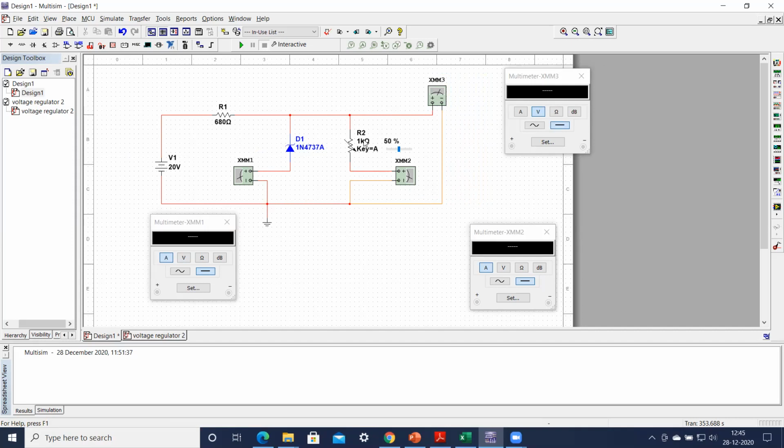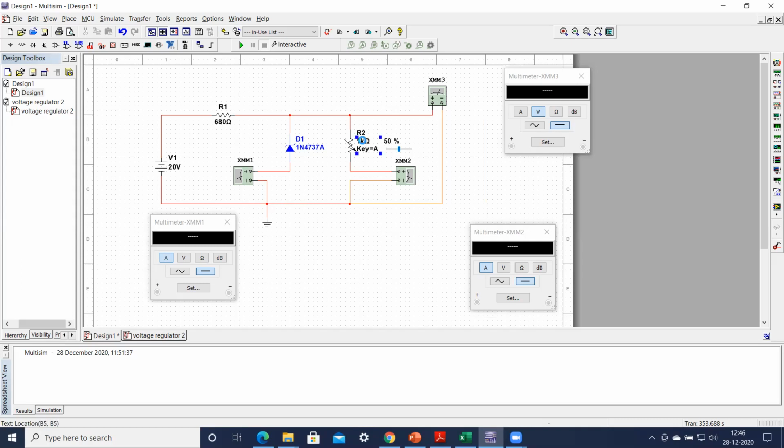You can see it is written as 1 kilo ohm. It means that its maximum value is 1 kilo ohm when this slider points towards 100%. Whenever it is at 100%, it will show this maximum value of 1 kilo ohm. When it is at 50%, this value is equal to 500 ohms. But I want this RL to be varied from 200 ohms to somewhere around 10 kilo ohms.